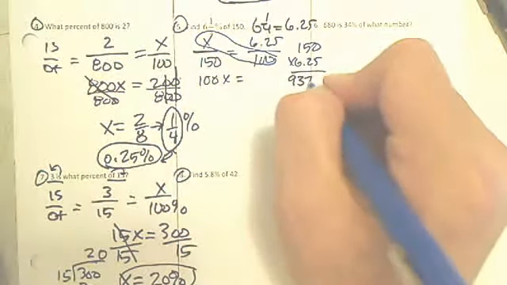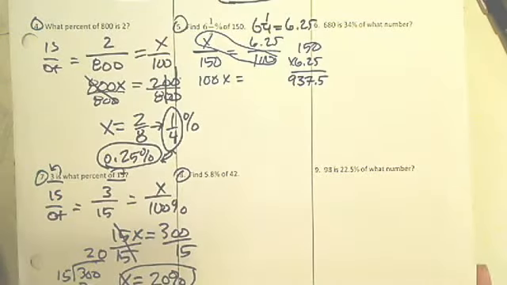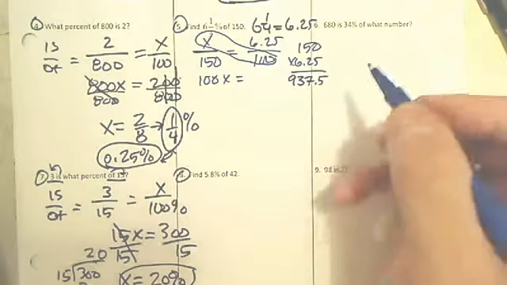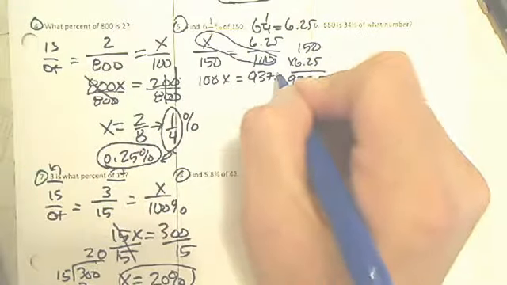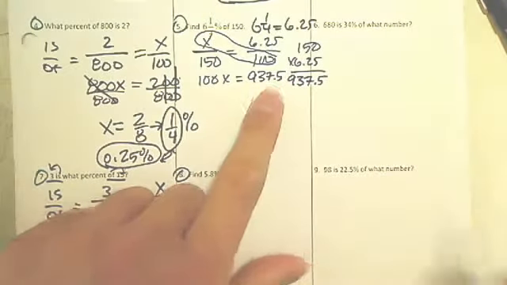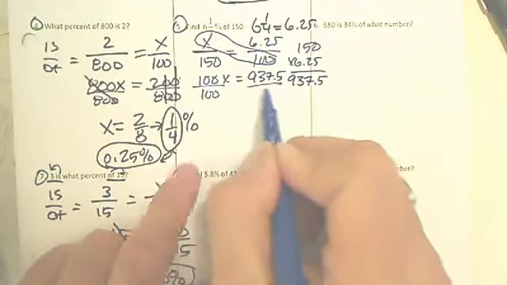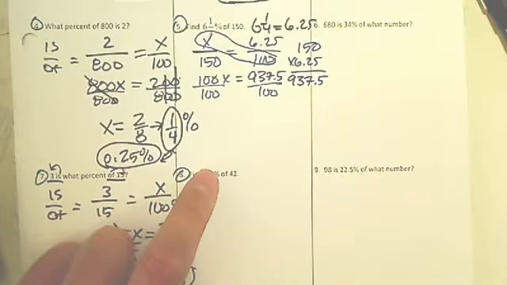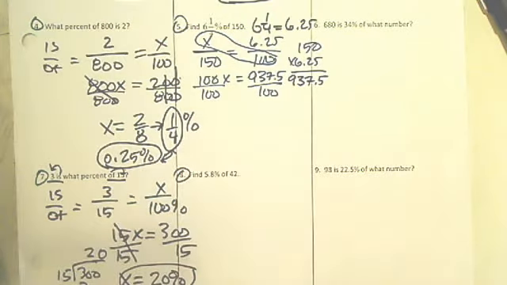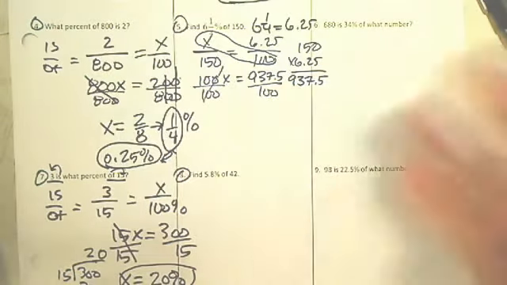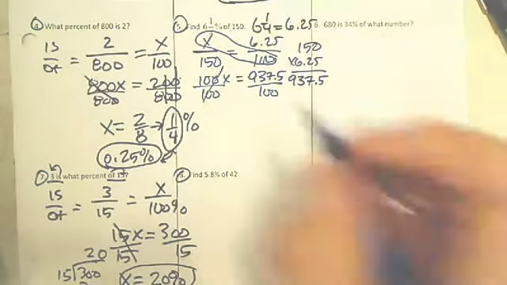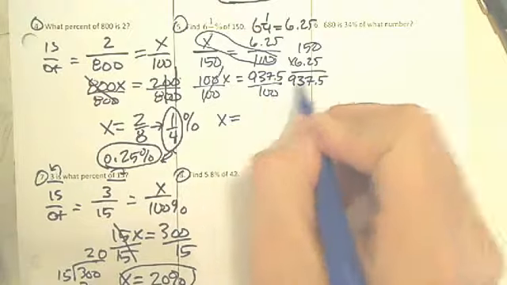Okay, 937.5. The answer makes sense to me. But because I'm dividing by 100, I'm actually moving the decimal two times. Where? To the left. Left means less. So instead of dividing it out, if you know the rule, you can just move the decimal.